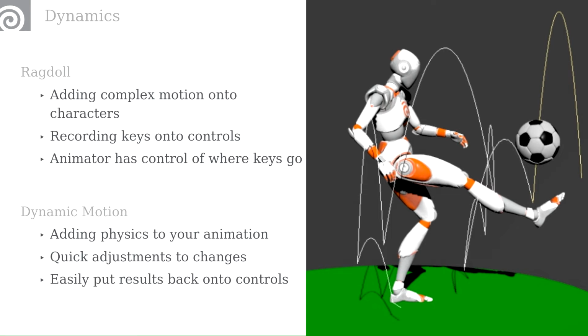All right, let's go into some Ragdoll and some dynamic motion that we have. For Ragdoll, we'll take a look at adding complex motion onto characters. We're going to go over recording keys onto characters and allowing animators to have control of where those keys go. And in dynamic motion, we're going to go through adding physics to your animation, which is very important sometimes. Some quick adjustments and changes that you can do, and easily put the results back onto your controls.